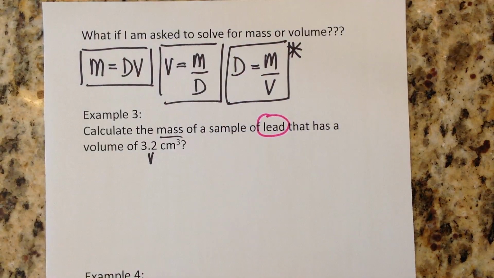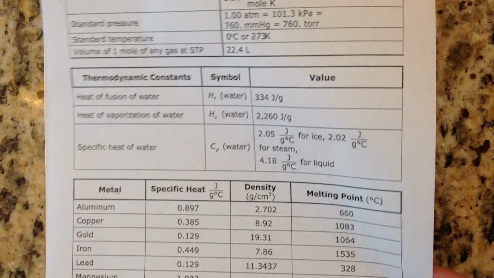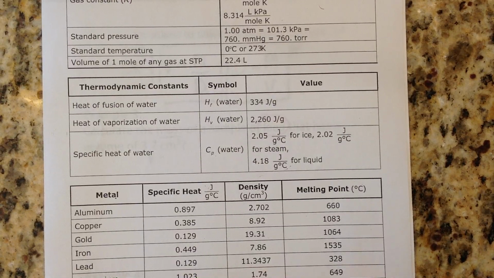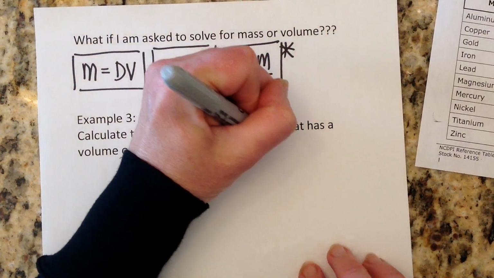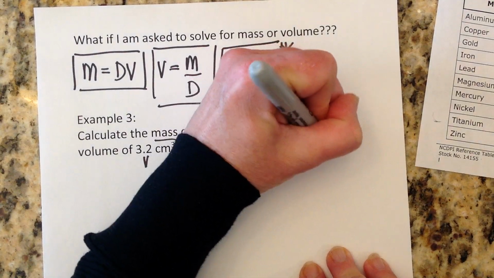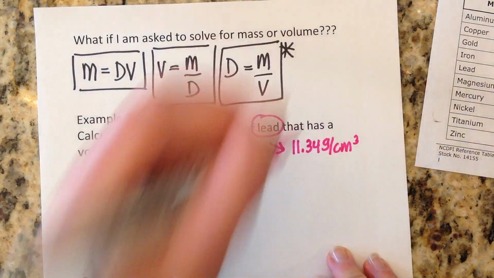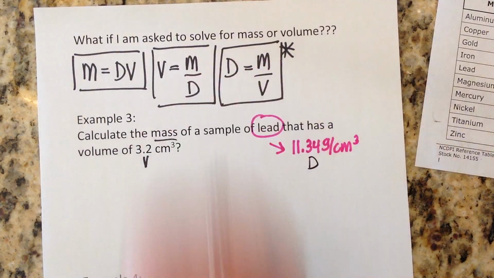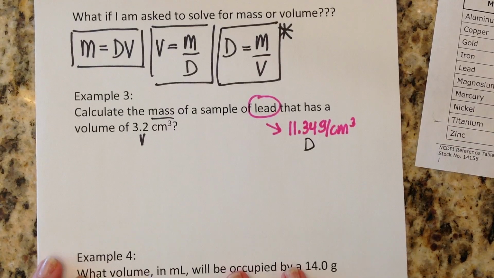And since you know that you're working with lead, you can look at your reference table packet and you can see that lead has a density of 11.34, I'm just going to round it to 34, grams per centimeter cubed. So we know that lead is 11.34 grams per centimeter cubed, and that came from my reference table packet. So now I have volume, I have density, and I'm solving for mass.